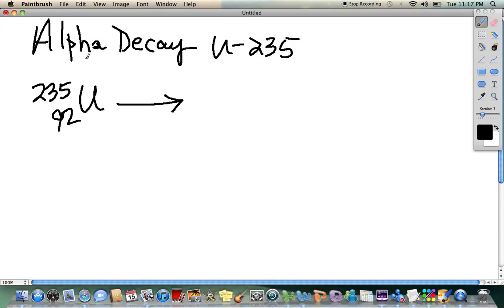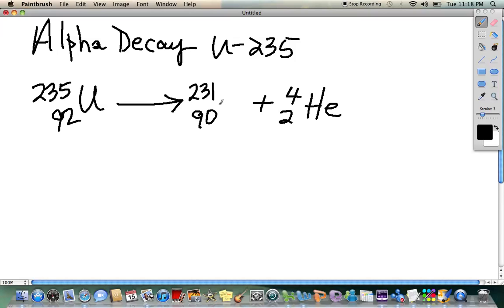Now, because I said it's alpha decay, that means an alpha particle is emitted. So we know that one of the products is going to be an alpha particle. Now you just have to figure out what the numbers are for the mass and the atomic number. You want them to balance out on the reactant side and product side. So you need a 231 on top, because 231 plus 4 is going to give you 235. And then you need a 90 down here, because 90 plus 2 will give you the 92 that you have on the reactant side.